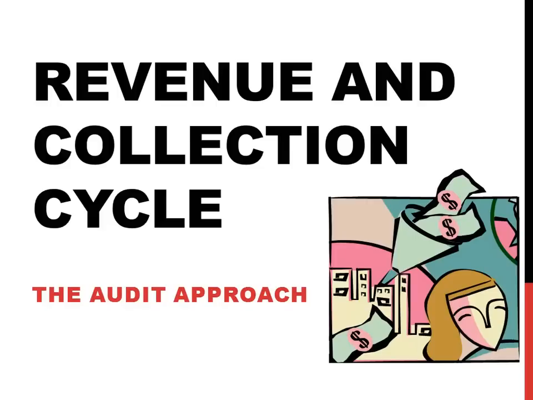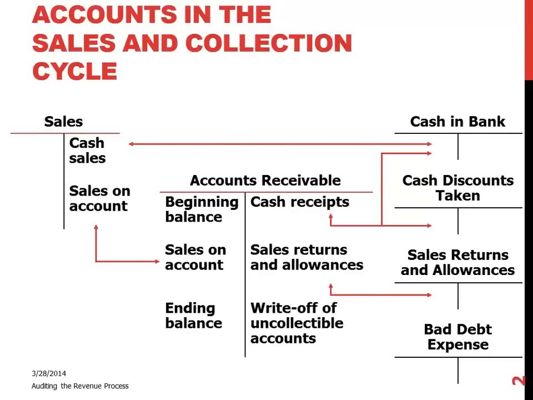Okay. So with the revenue and collection cycle, the accounts that are going to be impacted would be the accounts in the income statement, such as sales and bad debt expense. So when you think about the accounts, you want to think about what the transactions are that are going to occur in the sales and collection cycle, and how those transactions are reflected in the financial statements, both the income statement and the balance sheet.